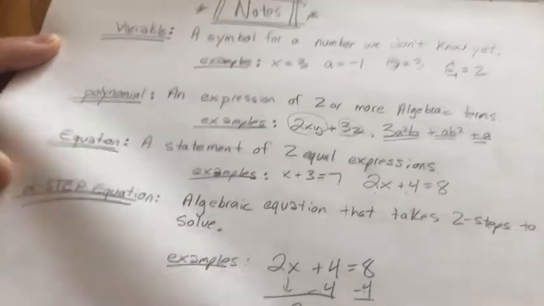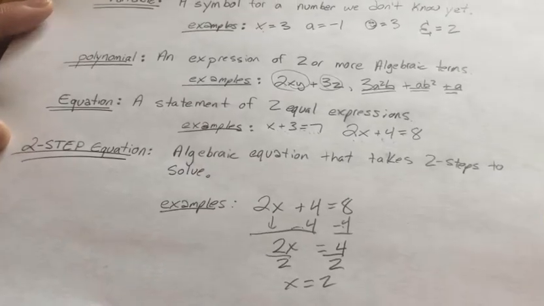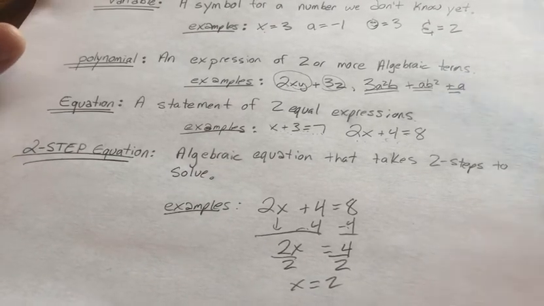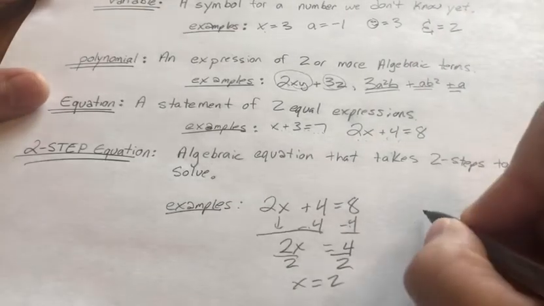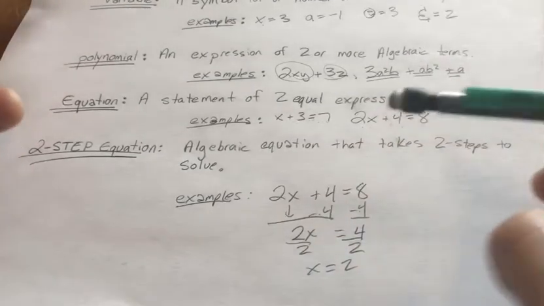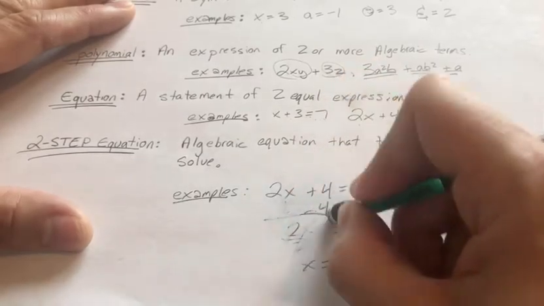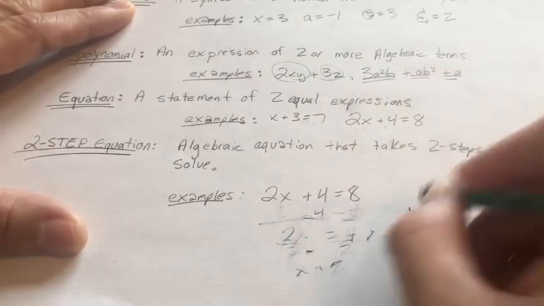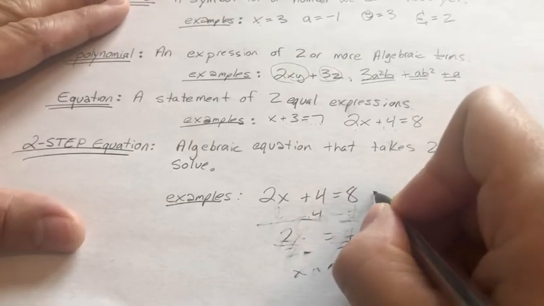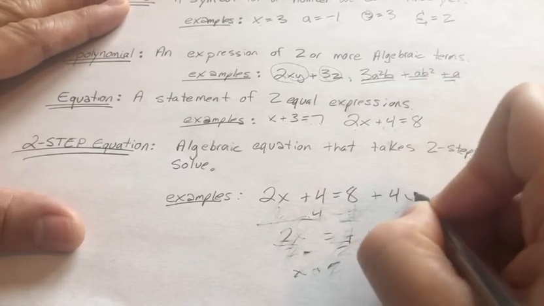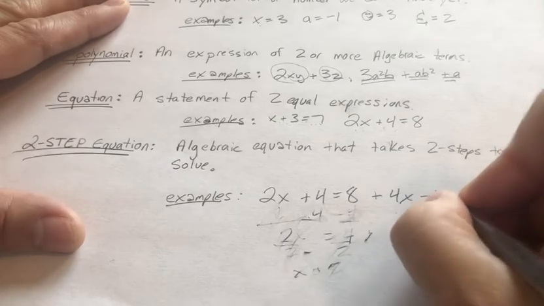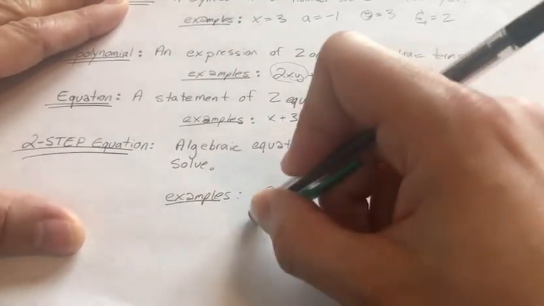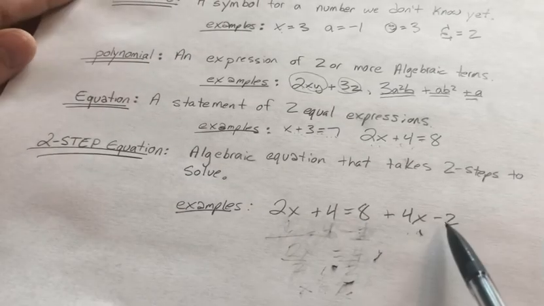Now I need you to be able to do things past 2 steps. To do real good algebra, you need to have equations that don't just have 2 steps, but let's say instead of just an 8 on this side, it's got plus 4x minus 2. Lots of steps and lots of steps for you to keep track of.